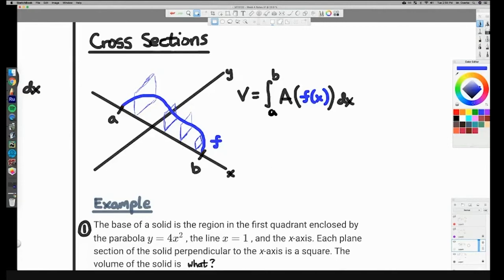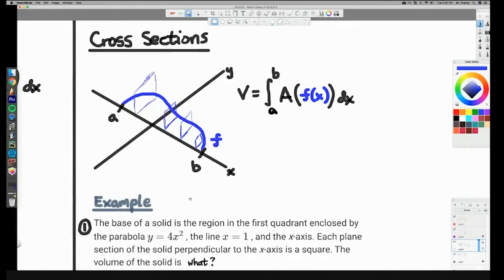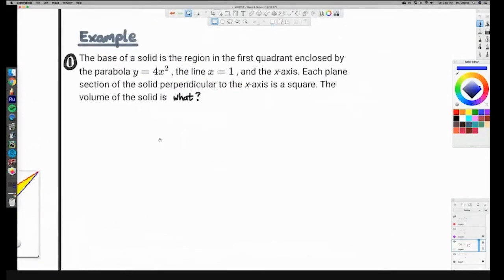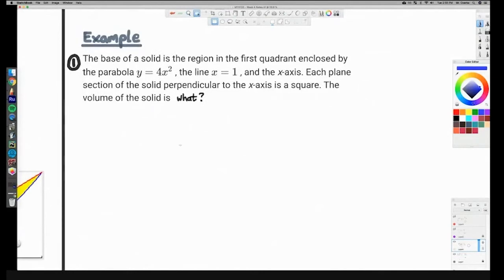The main thing is you're integrating from A to B of all the areas of each of these shapes. So the area of this is base squared. So it's whatever the base is squared, because that's base times height. For a square, it's just the base is the same as the height. It doesn't matter. We'll go over an example, and hopefully this makes more sense.